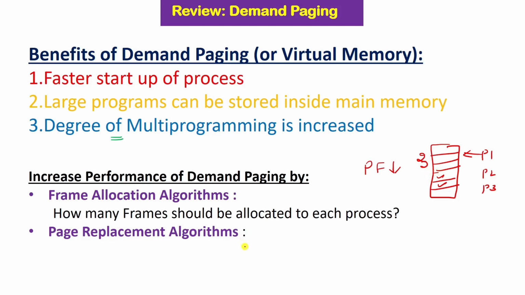Second is page replacement algorithms. This says which frame should be replaced whenever there is need. And we are going to discuss this in our current video, that is what page replacement is and why we need a page replacement algorithm. The frame allocation we will discuss in a subsequent video, after we discuss page replacement and various page replacement algorithms, and we'll see how it affects the performance of demand paging and what the various frame allocation algorithms are.